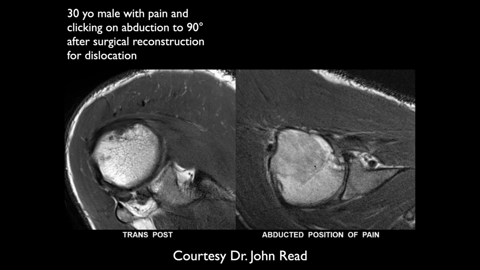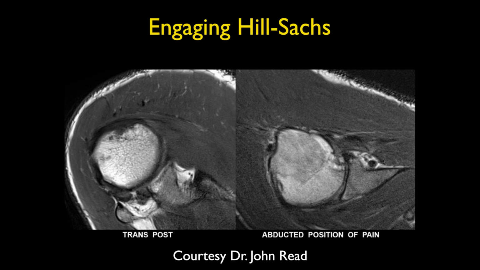Now we'll talk later about engaging and non-engaging Hill-Sachs. Here's one where you can see that the Hill-Sachs is overriding the glenoid, which produced a clunk and pain. This would be an engaging Hill-Sachs, but we'll talk more about that and how to evaluate for risk. This would be considered an off-track lesion that we'll talk about later.